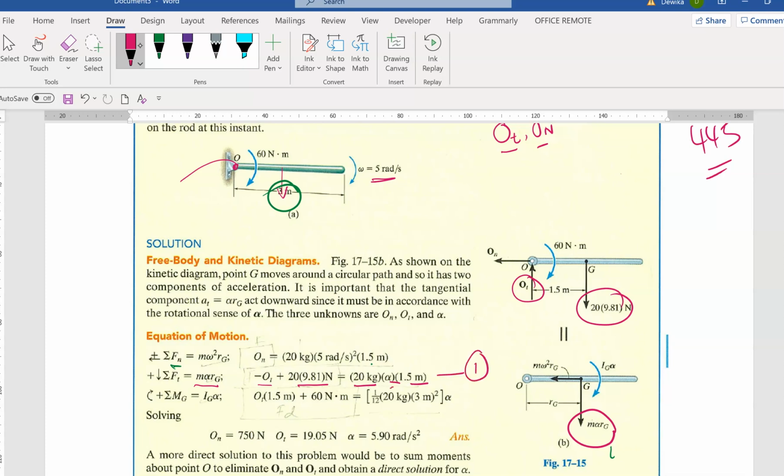Okay, and then we do the same thing for your Mg. Mg is Ig alpha. So what is the moment? Moment at point G. So take point G as your reference, up here. Once again, this is the G. Force times distance, and this one of course nothing, because it's running on the same line. So OT times 1.5, and then we have the existing 60.